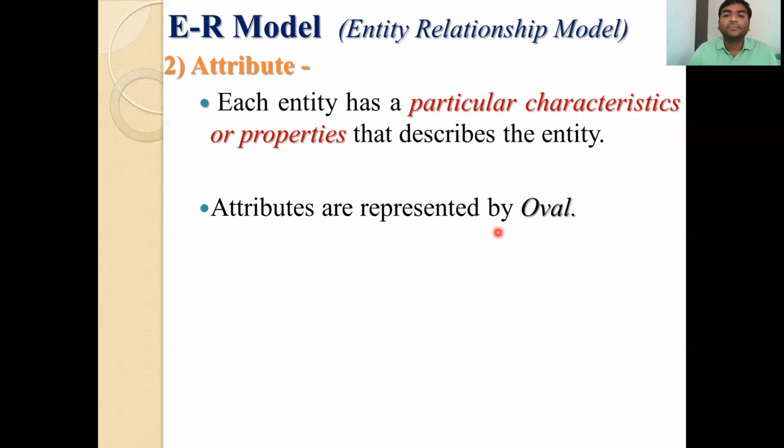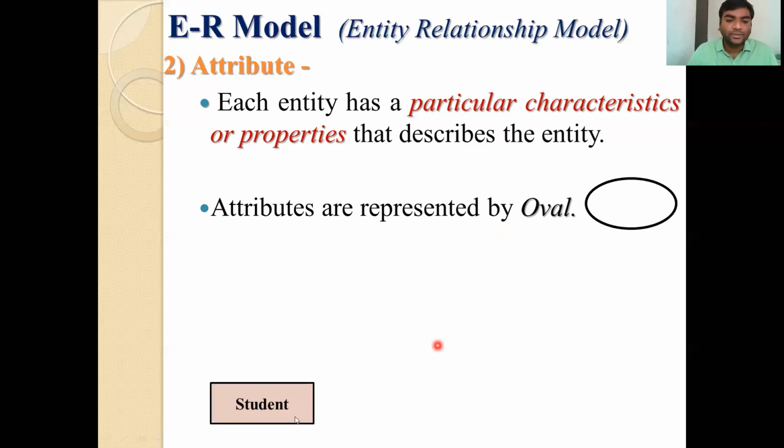Attributes are represented by the oval. So this is the symbol for representing the attributes. Entity is denoted by the rectangle, while attributes are denoted or represented by the oval. So consider one example of student entity. Student is one entity.